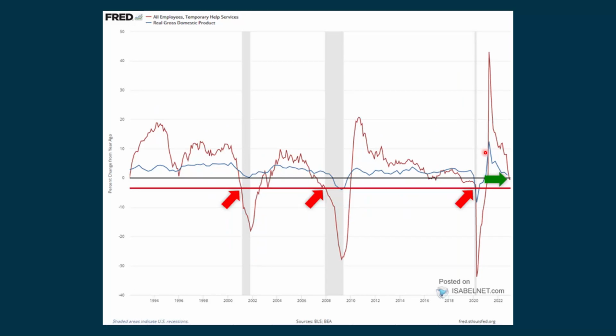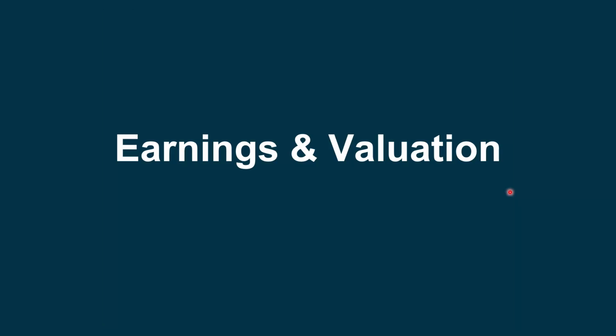This chart looks at all employees as well as temporary help services. When this is really going up, that's more healthy. When it goes up and starts to come back down, that means that there's a contraction in the employment picture. Right now, we're coming back down below this black line, and it's starting to go negative, and that could suggest some employment weakness going forward.